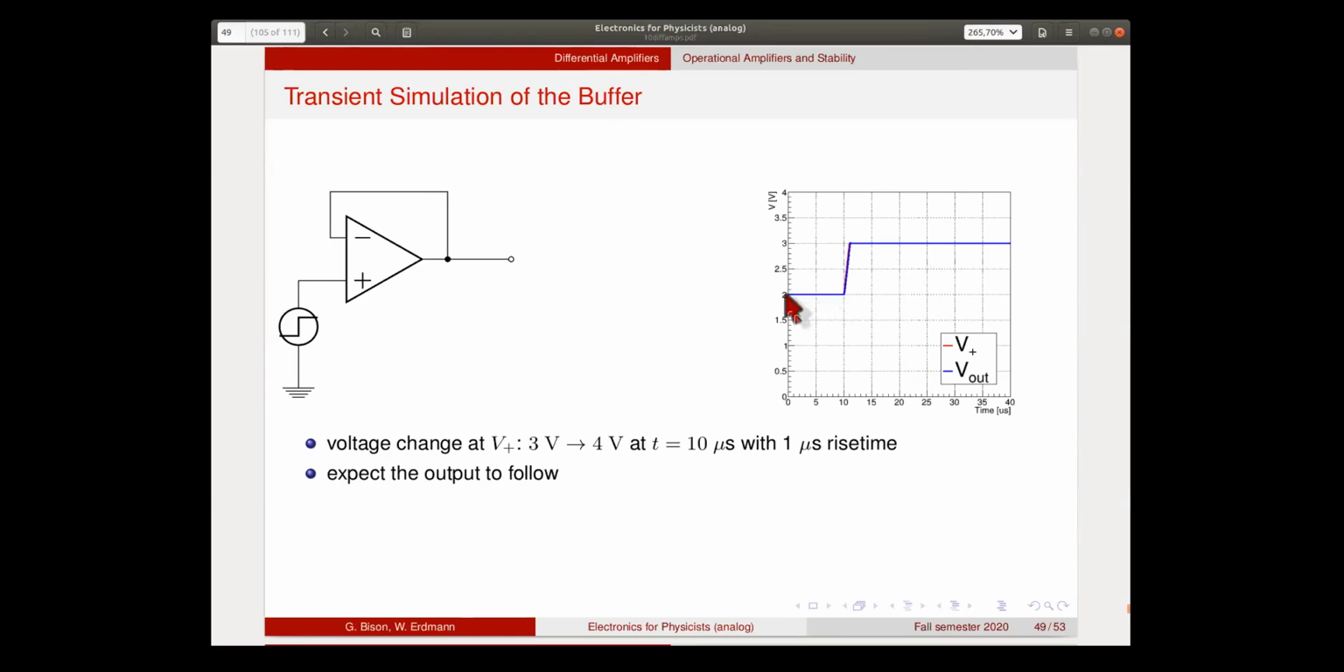So here you see a voltage step at the input that goes from 2 to 3 volts at 10 seconds with 1 microsecond rise time. And we expect the output to do the same.